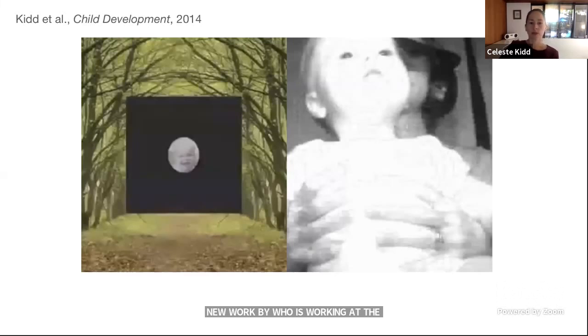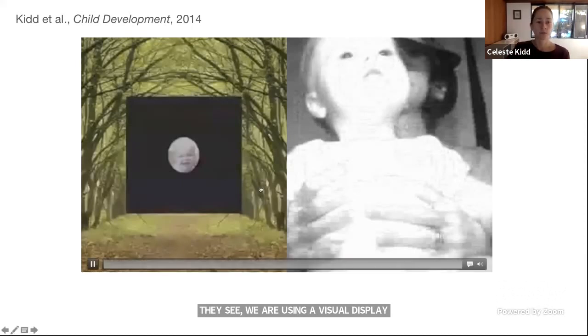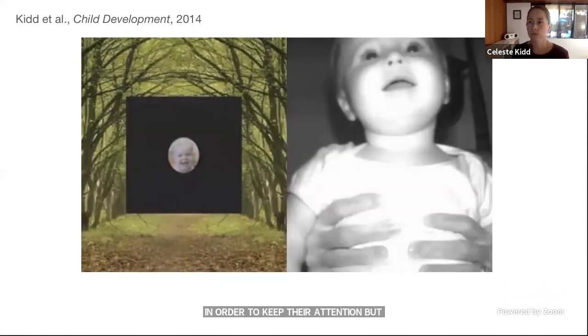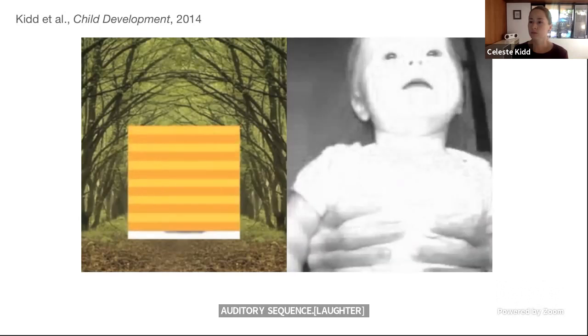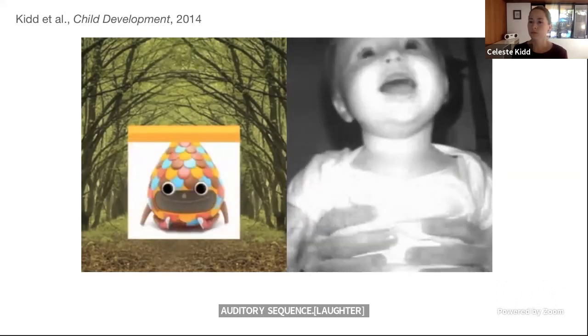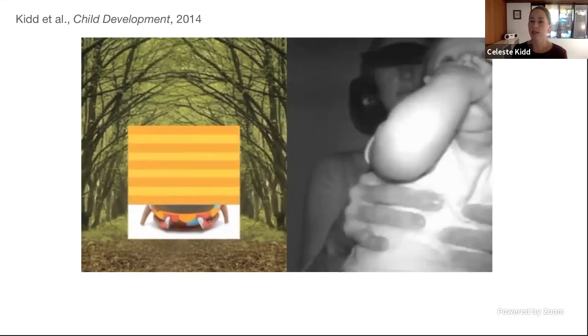Here's an example of an infant doing an auditory version of the task, one in which the model is estimating the surprisal based on the occurrence of items in the sound sequence, not things in the visual sequence. So we're still using the eye tracker and using that to allow the infant to control what they see. We're using a visual display in order to keep their attention, but we're holding it constant and changing the items in the auditory sequence. So same guy over and over again, and the sounds are what's varying.